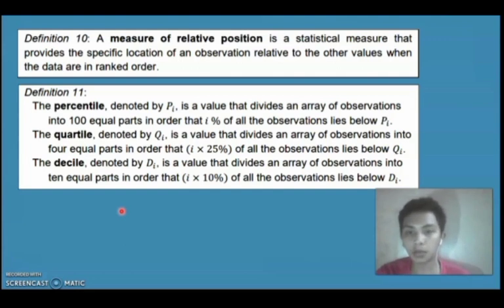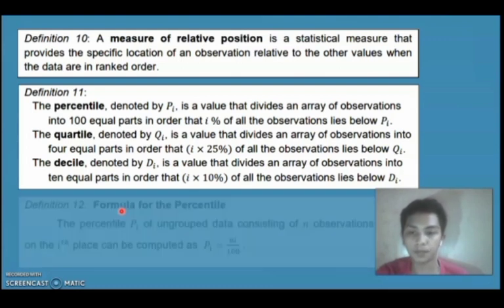The quartile, denoted by Qi, is the value that divides an array of observations into 4 equal parts, in order that i multiplied by 25% of all the observations lie below quartile i. The decile, denoted by Di, is a value that divides an array of observations into 10 equal parts, in order that i multiplied by 10% of all the observations lie below Di.